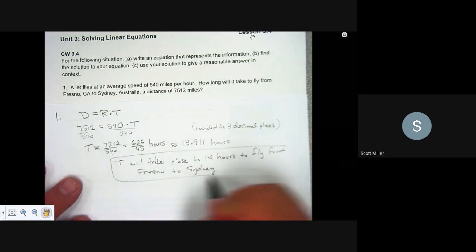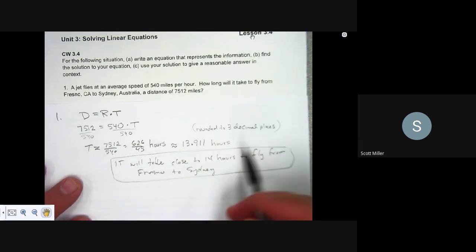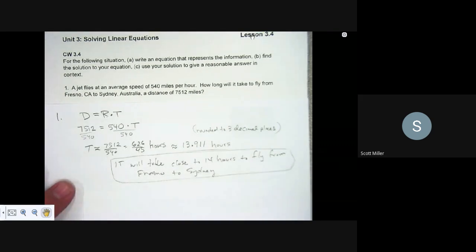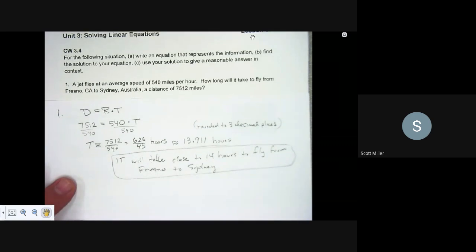That's me answering the question they asked. I can also just put in here, it will take about 13.911 hours. So I can use that round off. I approximated it to that. It probably would have been better if you used that, but that's okay. As long as I see these values, I'm okay with your answer this way.